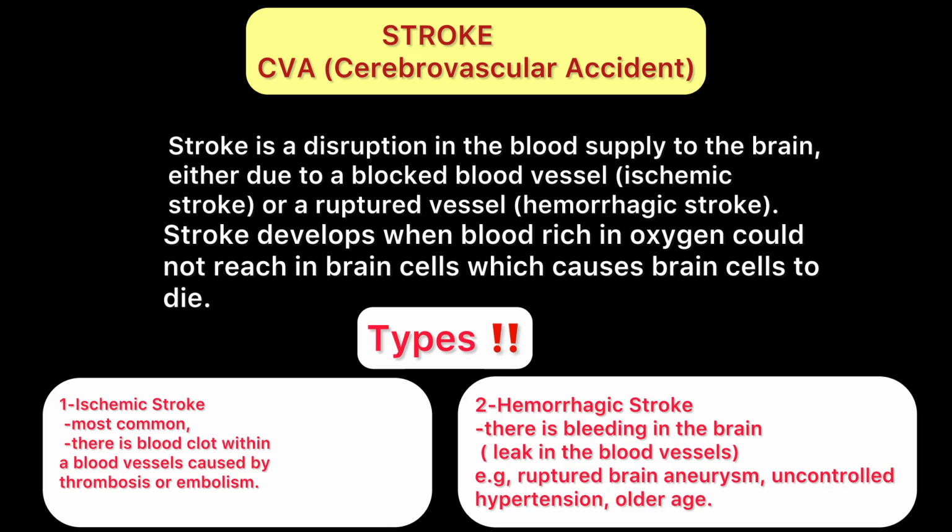Ischemic stroke is the most common, and there is a blood clot within the blood vessels which is caused by thrombosis or embolism. And the hemorrhagic stroke, which is bleeding in the brain or leak in the blood vessels, is caused by ruptured brain aneurysm, uncontrolled hypertension.